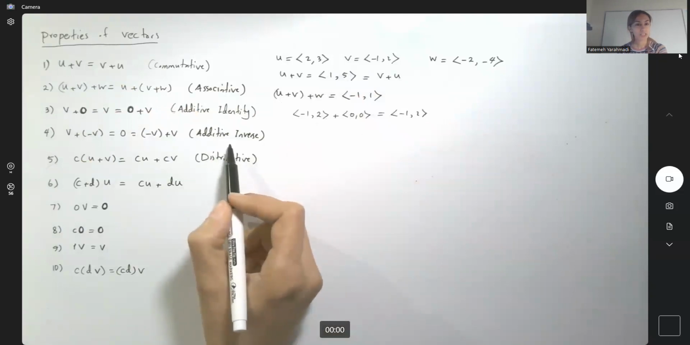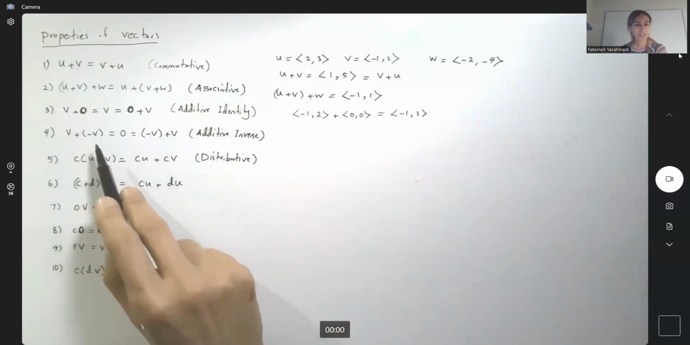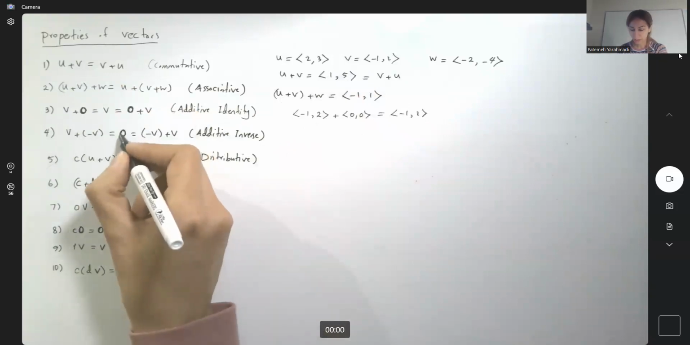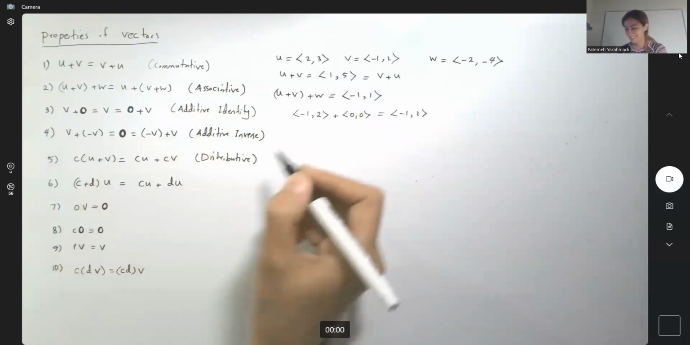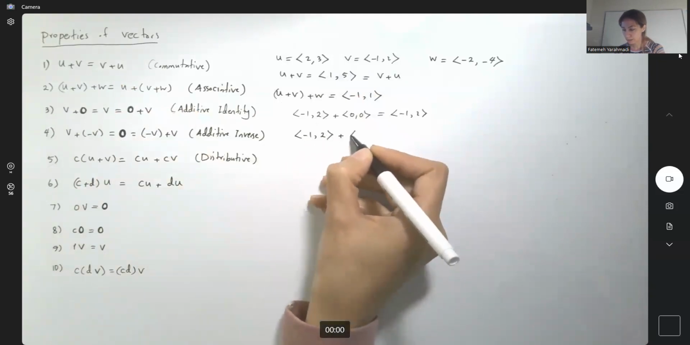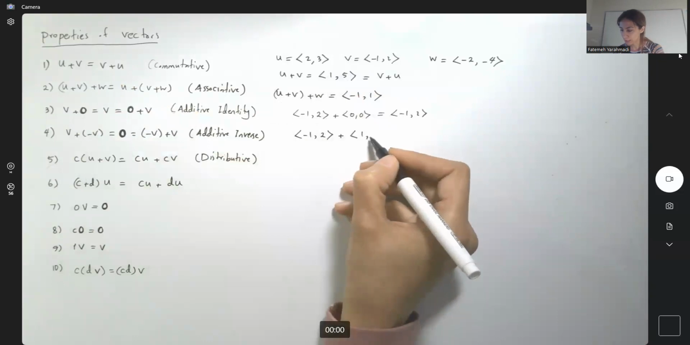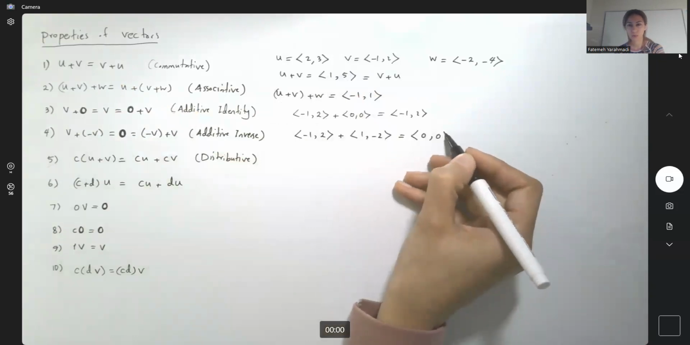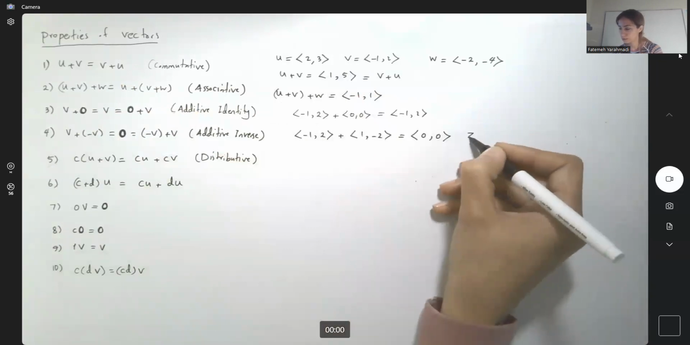You have additive inverse. If I add 2 vectors which are opposite of each other, the output is going to be the 0 vector. So here you have negative 1 and 2 plus its opposite, which is 1 and negative 2. It gives me a vector which has only 0 components, the 0 vector.